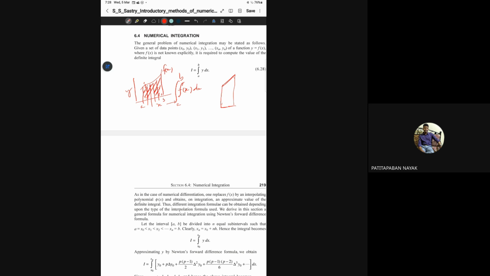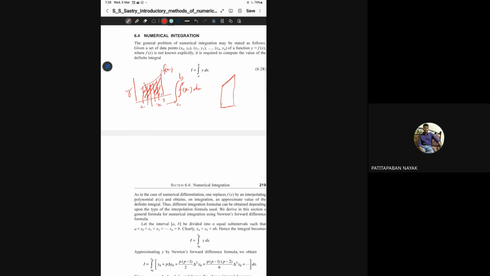Sir, half into height into sum of the parallel sides. Half into the sum of parallel sides into the height.